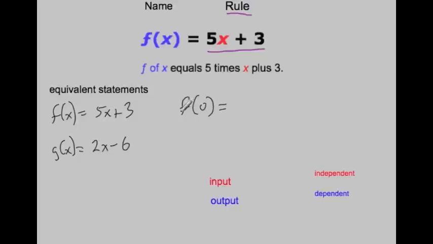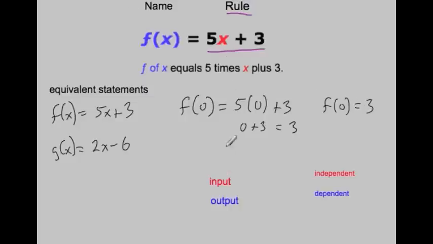So we look at the name f, and that tells me I'm going to use this rule. So I'm just going to write down that rule. But everywhere there's an x, I'll put a parenthesis. And f of 0 just means plug in a 0 for x. Where there used to be an x, now put a 0. We know that 5 times 0 is 0. 0 plus 3 equals 3. So we can say that f of 0 equals 3.